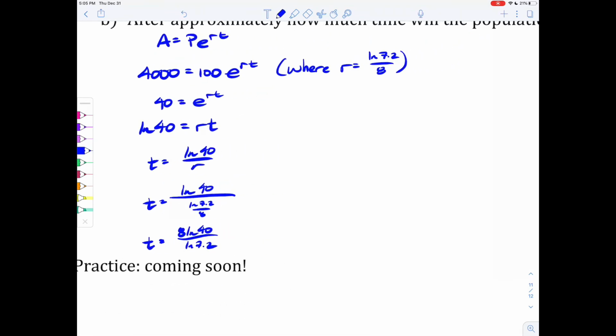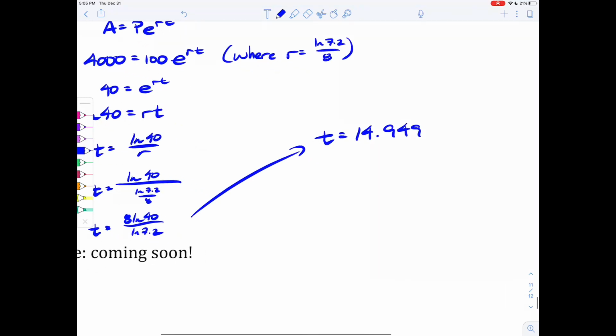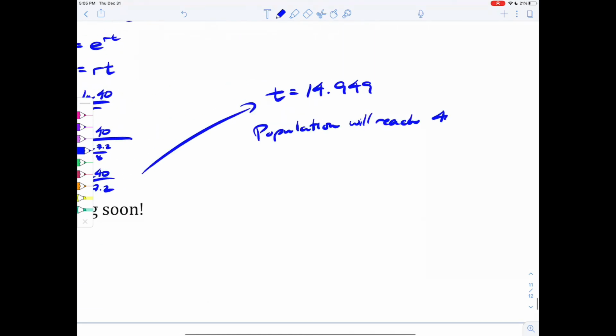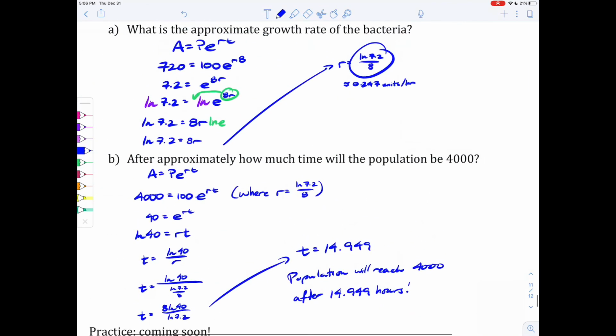In any case, you get a value. I get 14.949. So the population will reach 4,000 after 14.949 hours. This is actually a pretty common problem type when it comes to the natural log.